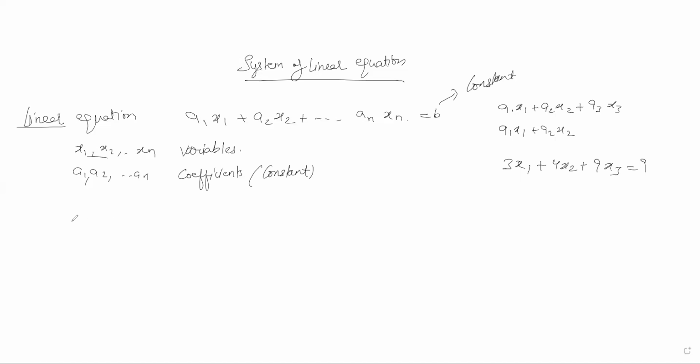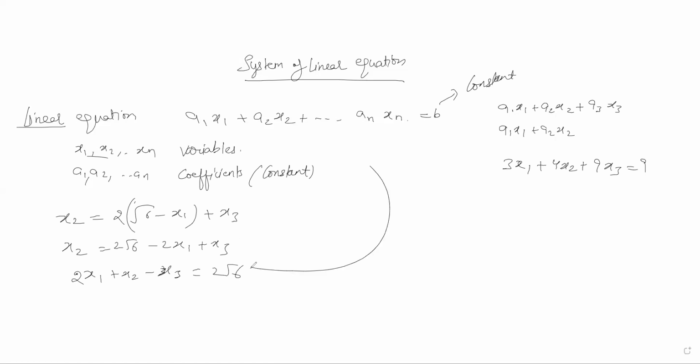Another example you can write. This is also an example of linear equation. x2 is equal to 2 times root 6 minus x1 plus x3, right? Because when we rearrange, we can write this like 2x1 plus x2 minus x3 is equal to 2 root 6. So you can see this is of same form, right?